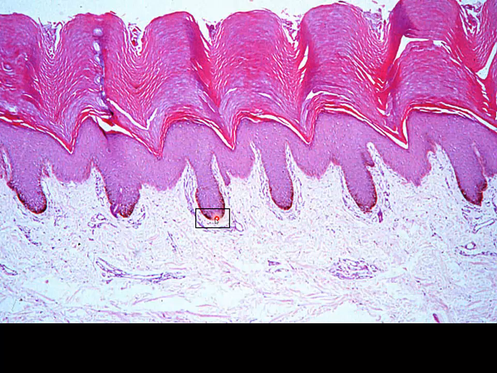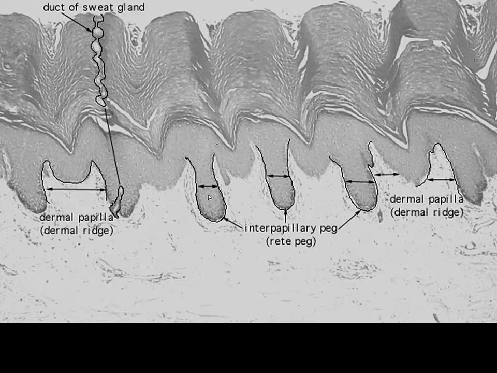Then here we have our basal layer, and these dark granulated structures, those are going to be our melanosomes, either in keratinocytes or in our melanocytes. This inner papillary peg, that's just your epidermal papillae.